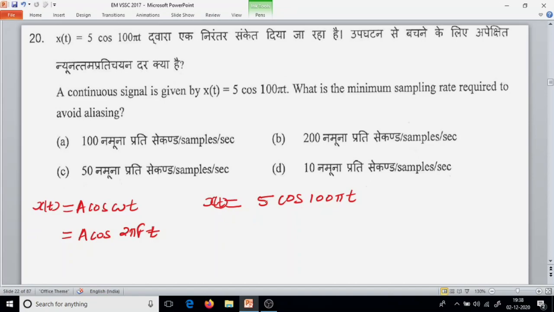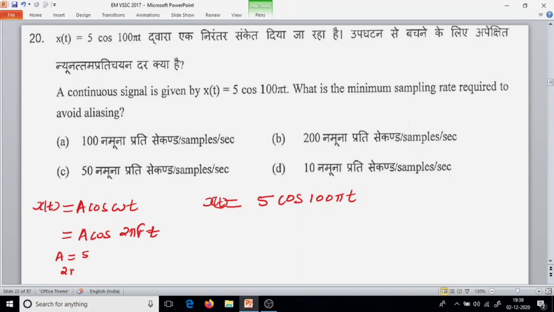A equal to 5. We want the frequency. We have to find the frequency. Once we find the frequency, what is required? We have to apply the Nyquist criteria. Now let us find the frequency. What is the frequency of this continuous signal? A equal to 5.